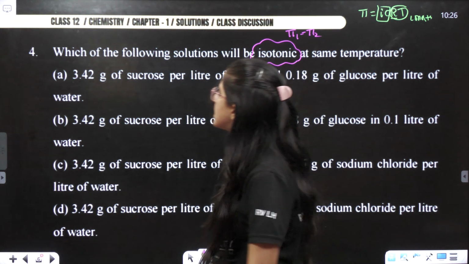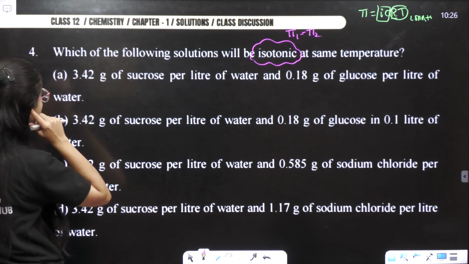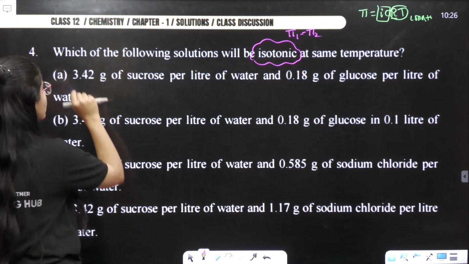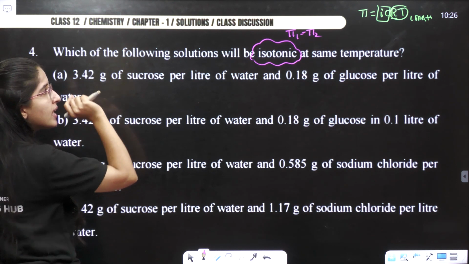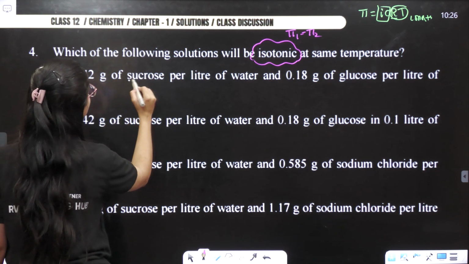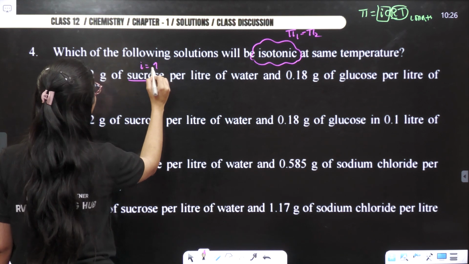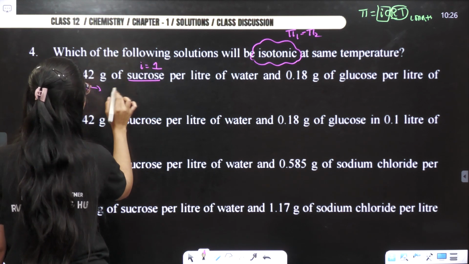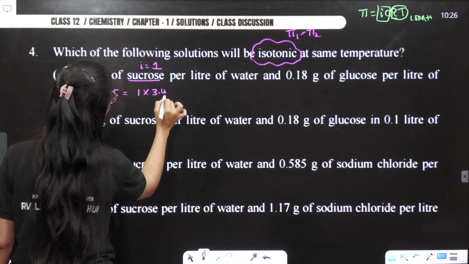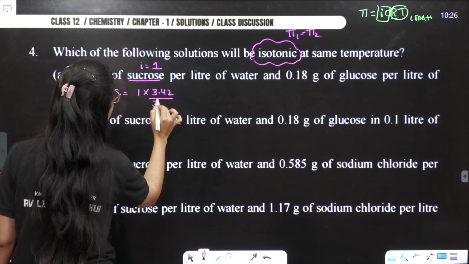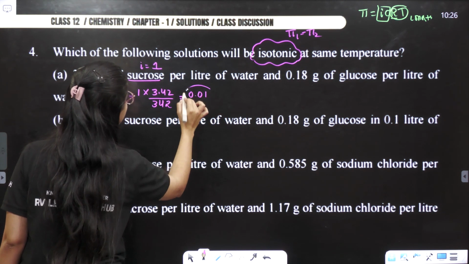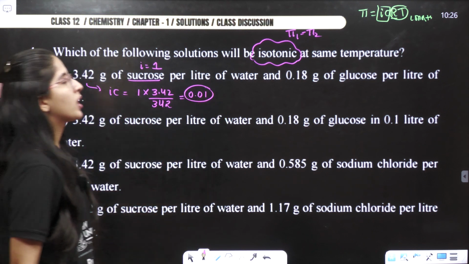Here the first one is given 3.42 grams of sucrose per liter. So per liter is given, volume is 1, correct? So 3.42 grams of sucrose, that means the concentration will be equal to the number of moles here. The i value for sucrose, it is a non-electrolyte, will be 1. So for the value of C, what will it be? Here iC you can write as 1 into 3.42 divided by the molecular mass of sucrose, which is 342. So which is equal to what? 0.01. Now let us talk about the other case.